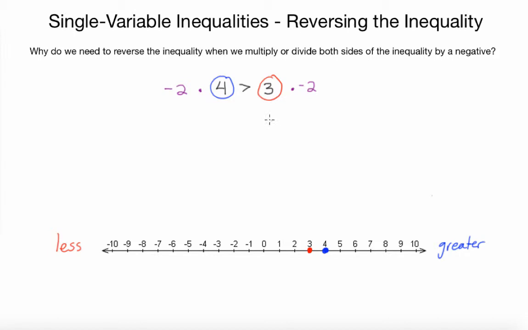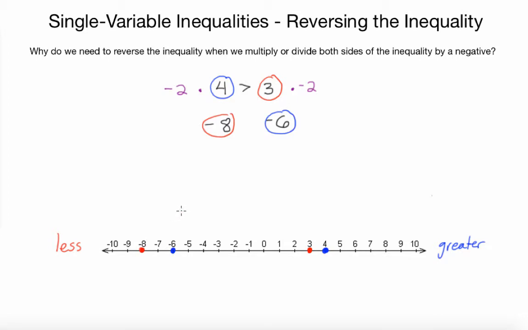So 3 times -2 is going to become -6. And -2 times 4 is going to become -8. Well, let's think about what we have here now. So -8 is right here, and -6 is to the right of -8. So the -6 now becomes the greater one, right? -6 is right here. And the -8, this side now becomes less than. It's right there.